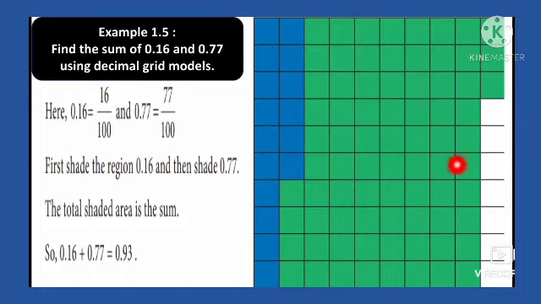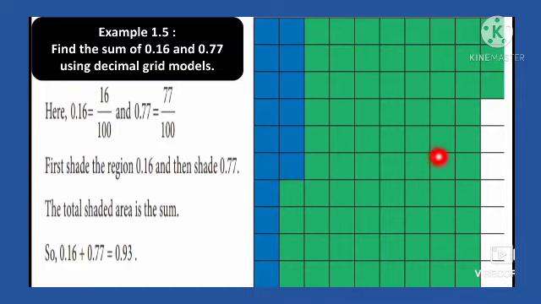So 7 columns represent 70. 70 out of 100, isn't it? And the balance 7 is there: 1, 2, 3, 4, 5, 6, 7. And then 16 out of 100. So let us shade 16 parts in blue color. 1 column represents 10. Remaining 6: 1, 2, 3, 4, 5, 6.